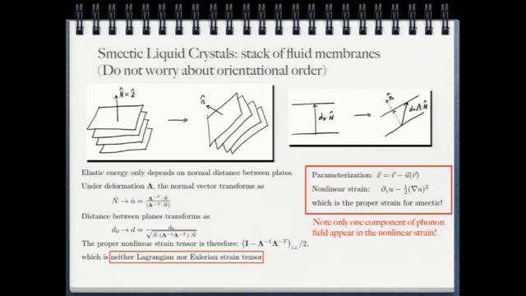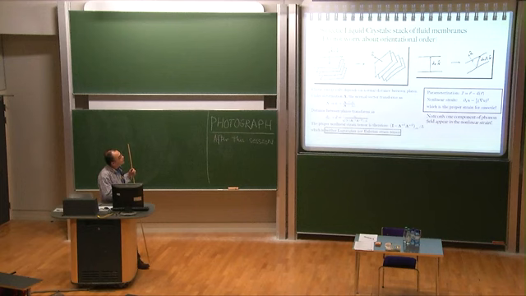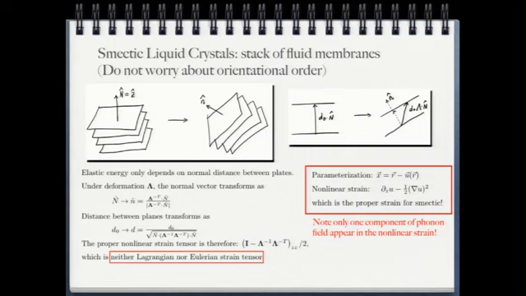Almost trivial, right? Now let's look at a somewhat non-trivial example. Let's look at the smectic liquid crystal. It's a stack of parallel fluid membranes. In the ground state, the normal of these membranes is along the z direction. And in the deformed state, it's along some other direction, little n.